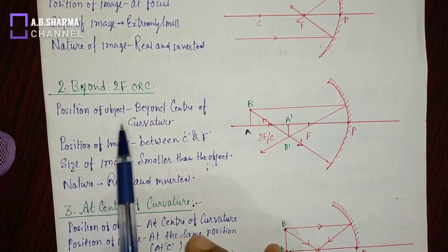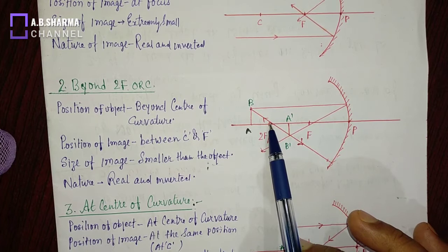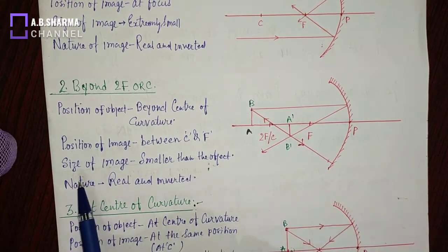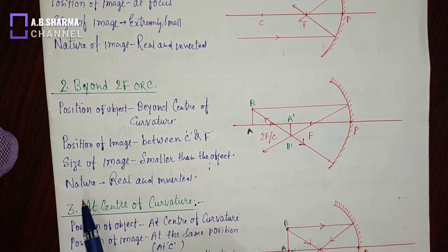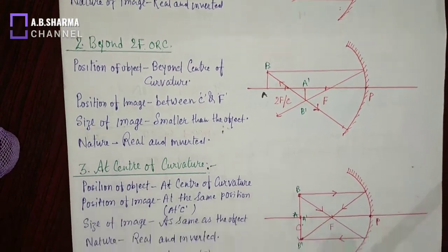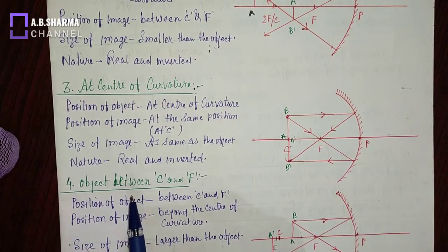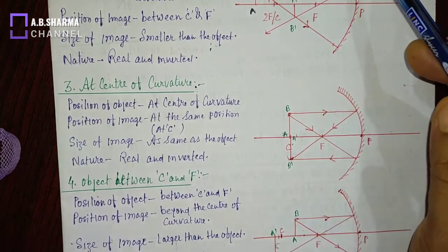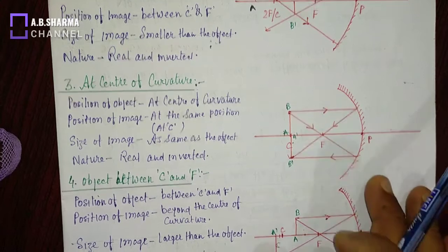So when the object is placed beyond the center of curvature, the image is in between focus and center of curvature. Size of the image is smaller than the object, as we are seeing in the diagram. Nature is real and inverted. Now the next one is when the object is at the center of curvature. See, we are bringing the object closer to the mirror. First it is at infinity, second it is beyond 2F, and third it is at 2F.